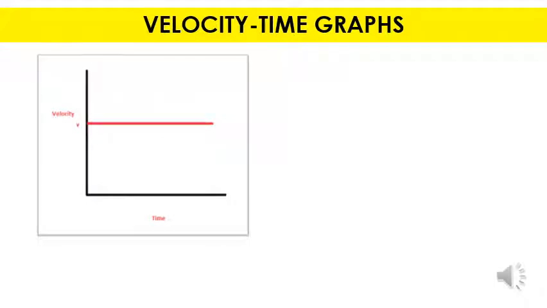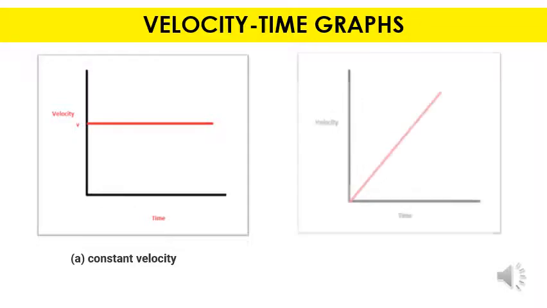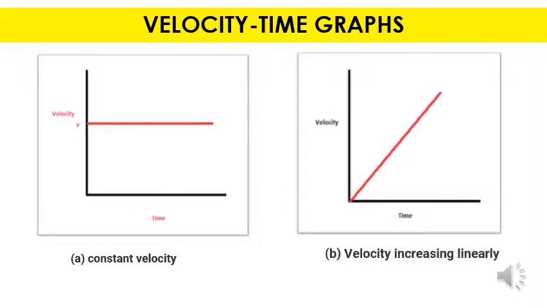Graph A. The velocity is constant throughout the time interval. In this case, we have taken the initial velocity to be positive and the magnitude of acceleration is 0. Graph B shows the velocity of the object will increase linearly with respect to time. The gradient of the graph will give the magnitude of acceleration.